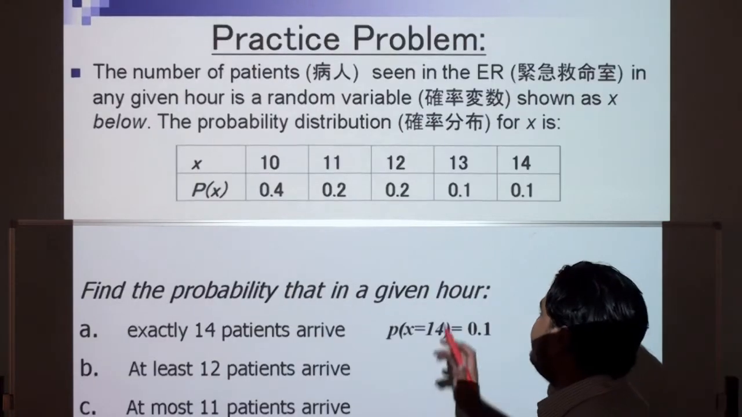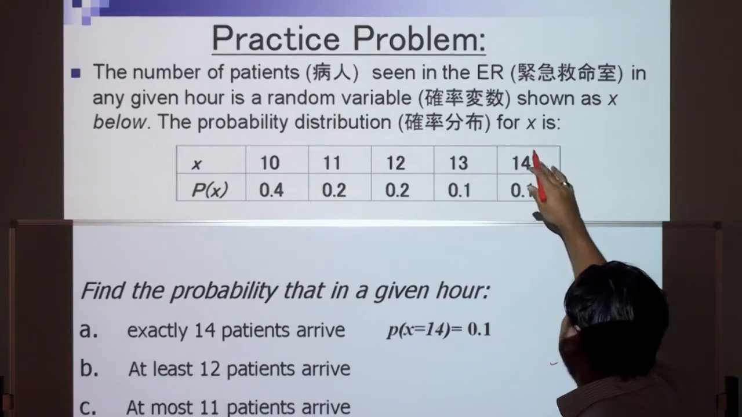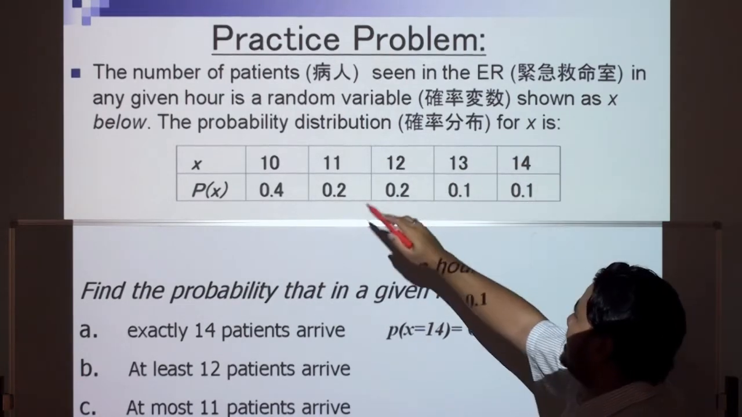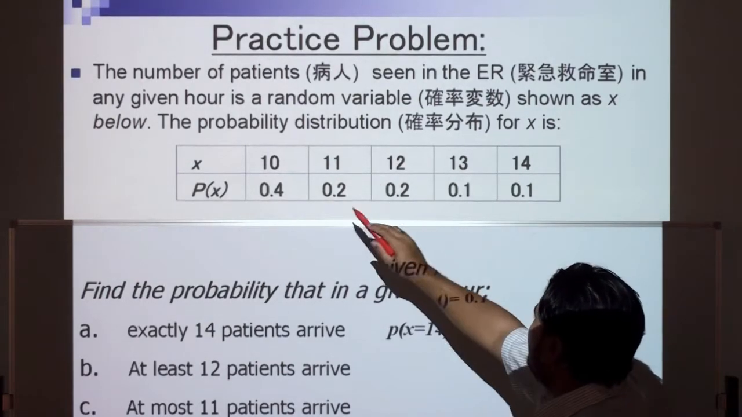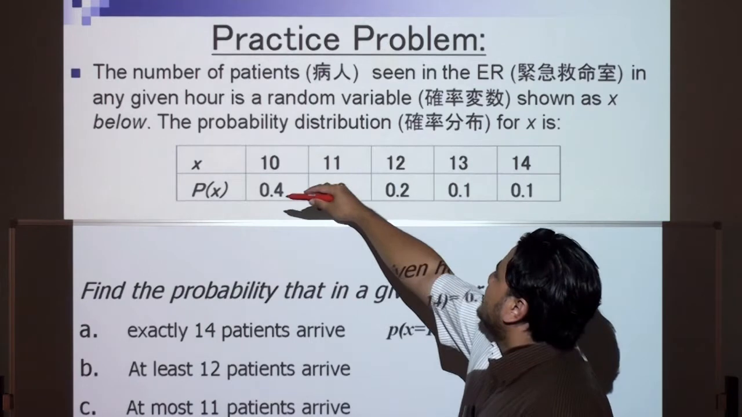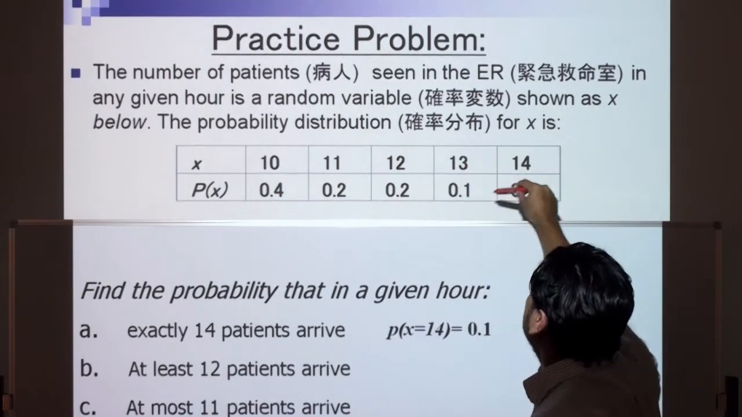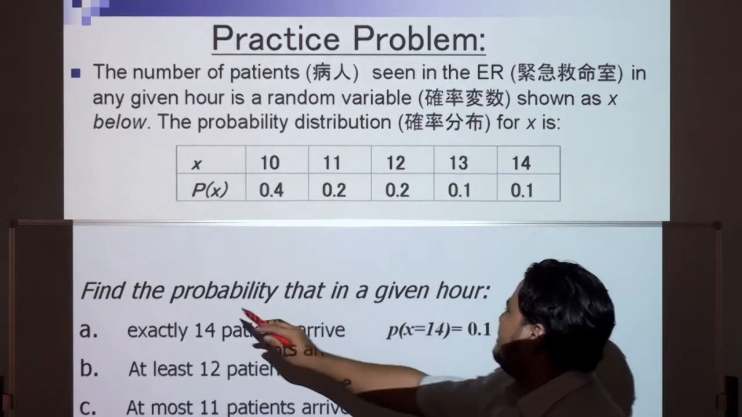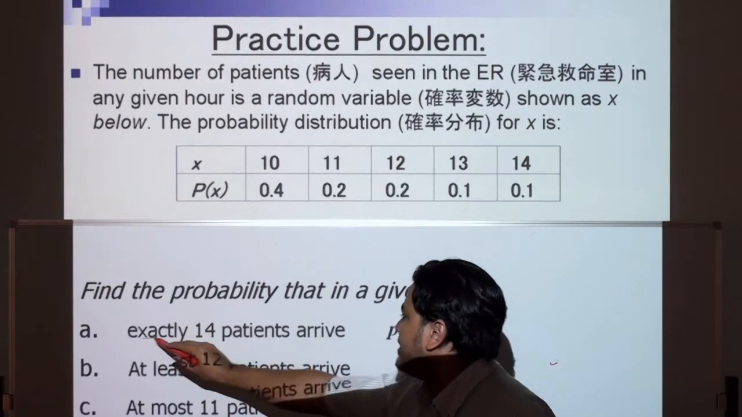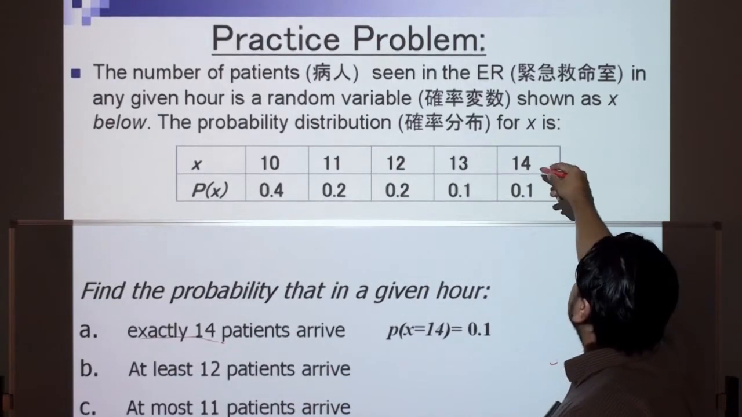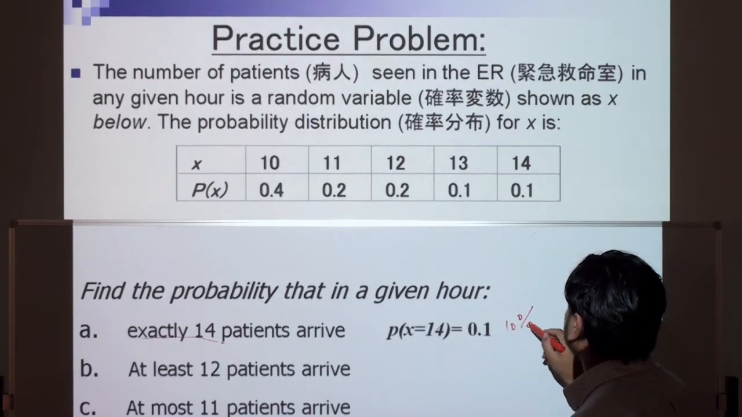Let's move on. Okay, finally, here's a good practice problem. The number of patients seen in the ER or emergency room in any given hour is a random variable shown as X below. The probability distribution for X is here, P of X, probability of X, 0.4, that's 40%, 20%, 20%, 10%. So the question is, find the probability that in a given hour, exactly 14 patients arrive. So exactly 14, you can see from there, X equals 14, the probability is 10%.